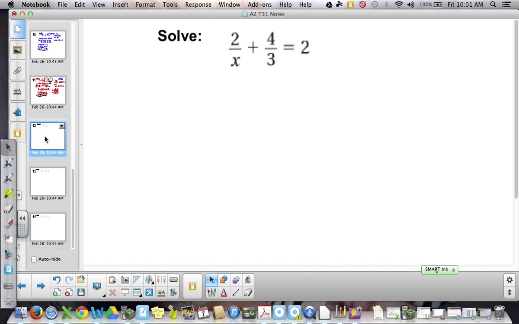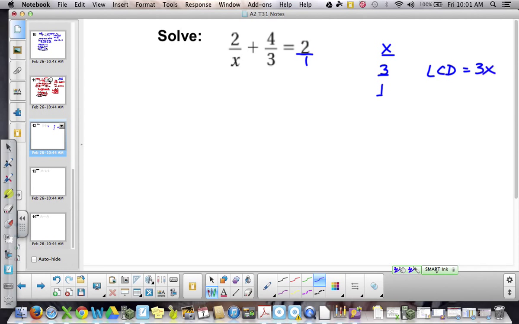All right, let's do one more. We've got 2 over x plus 4 over 3 equals 2. So your denominators: you've got x, you've got a 3, and this is over 1, so you've got a 1. None of those are factorable, so your LCD is just the product of all of them, which is 3x. So multiply this side by 3x, and multiply this side by 3x. When we multiply 3x times 2 over x, the x's cancel out and we just have 6. When we multiply 3x times 4 over 3, the 3's cancel out, so we have 4x. And on the right side, nothing cancels out, so we have 6x.